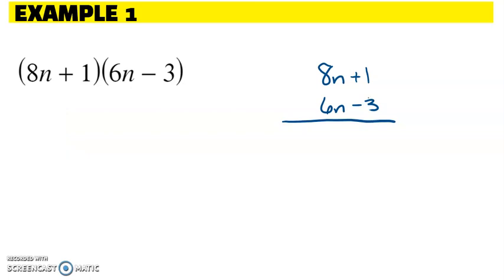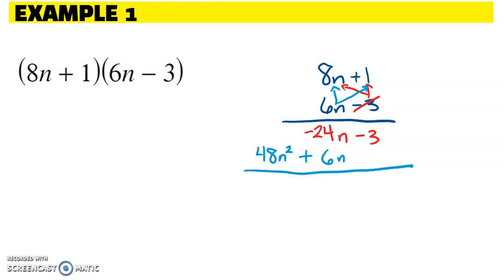So we're going to do -3, mind your sign, times 1. So -3 times 1 is -3. Then we're going to do -3 times 8n. -3 times 8 is -24 times n. We're done with the -3, okay? Then we come back and we're going to look at the 6n and do the same thing. 6n times 1 is positive 6n. 6n times 8n, 6 times 8 is 48, and times n is n squared.